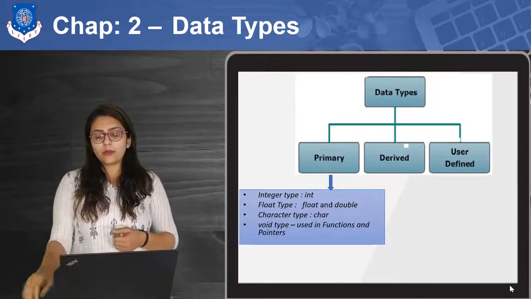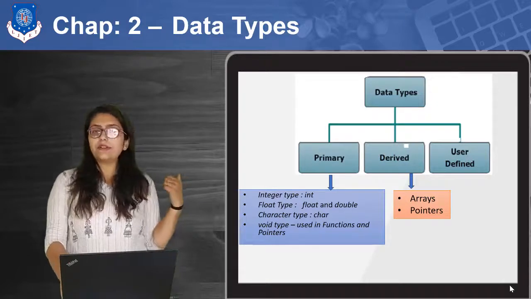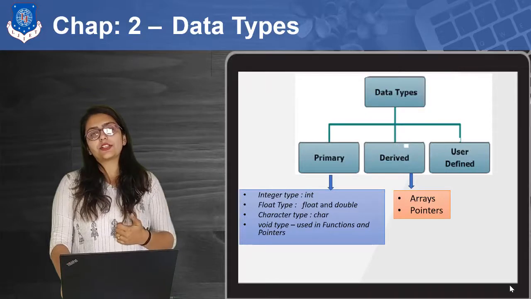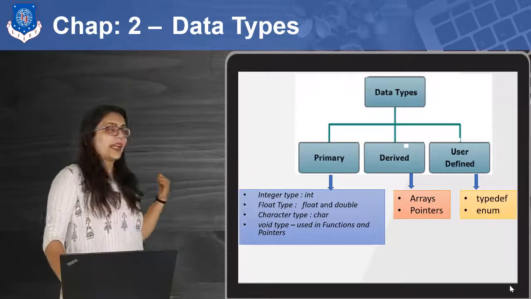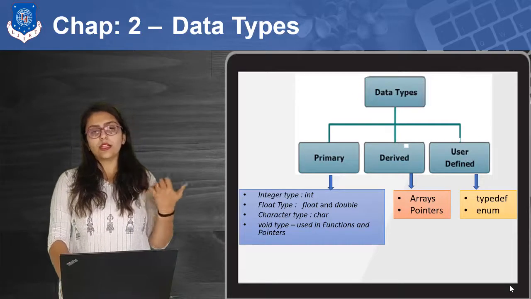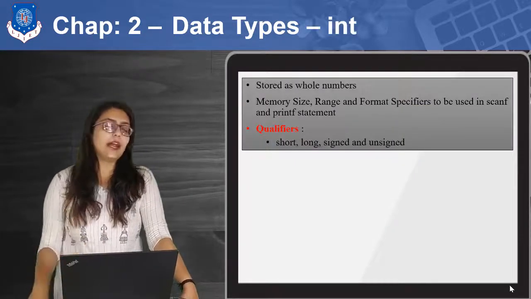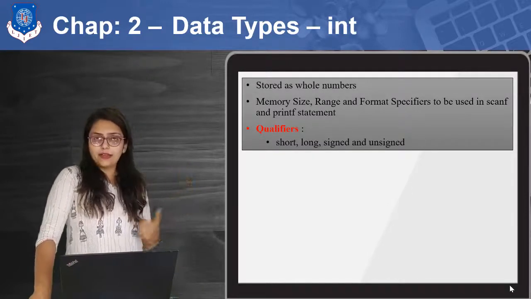Then after we have talked about the derived data type. So arrays and pointers are the derived data type which is derived from the primary data type. Now in this lecture I am going to talk about user defined data type. So basically typedef and enum is being used as user defined data type. But before going to the user defined data type, I want to explain some tables that I have not covered in the primary data type.